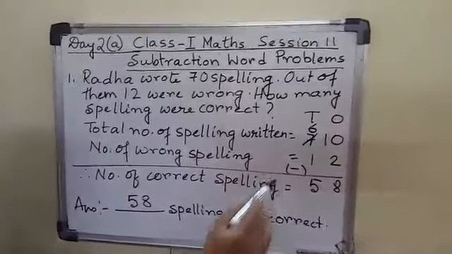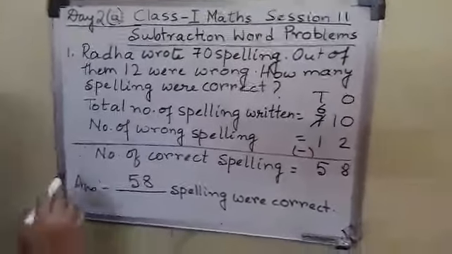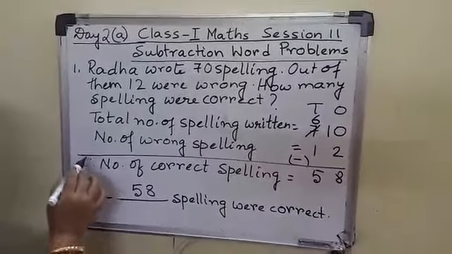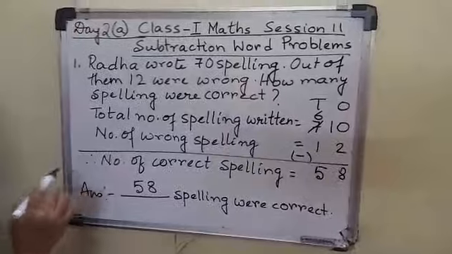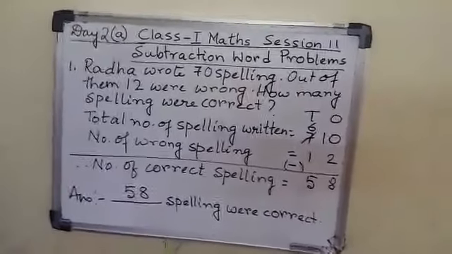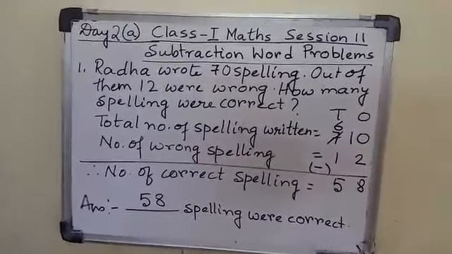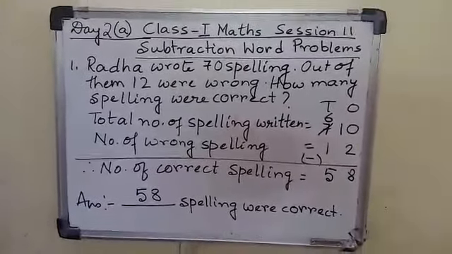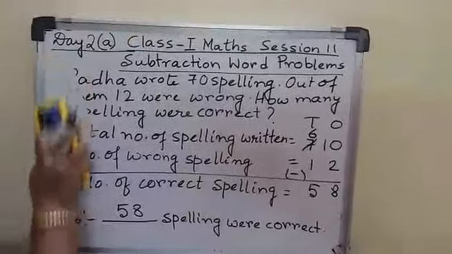Subtraction. So you put this minus sign in the bracket and after that you draw a line and therefore you write down therefore. This is the therefore sign. Therefore number of correct spelling equals to 58. So you write down your answer. 58 spelling were correct. We will do another sum.